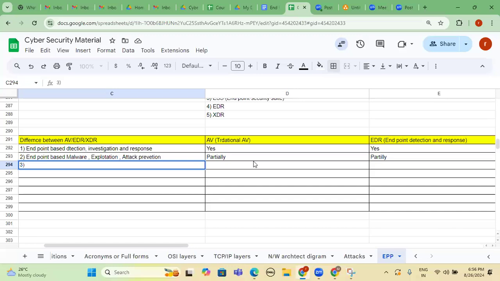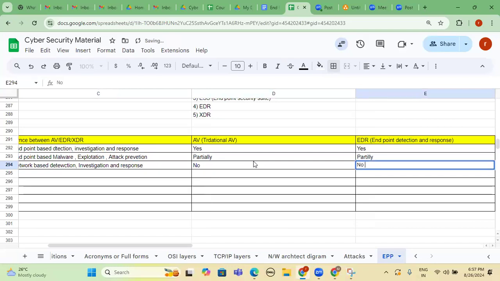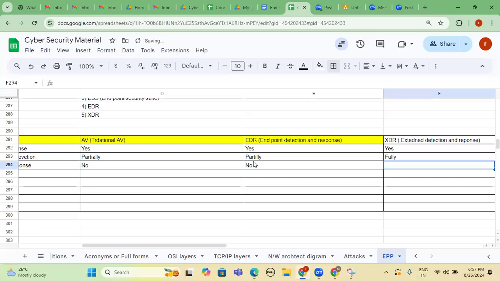So that is the backend mechanism. So network based detection, investigation, and response. This functionality will not be done by antivirus. No. EDR also no. EDR will do the endpoint side, but whenever lateral movement happens through the networking way, it is traversing, it will not detect and it will not block. But XDR will do that capability. Yes.